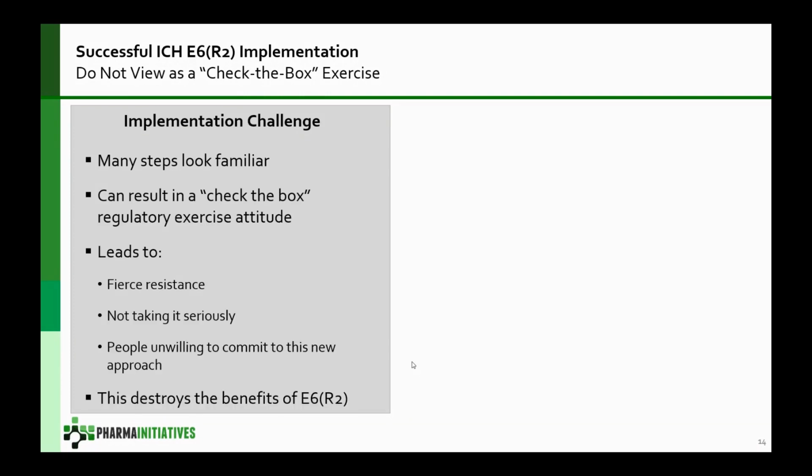So let's start with the first one, which is we have to avoid the risk here of this becoming a check-the-box exercise. The challenge here is, even though we've never had a formal quality management system process before in GCP, people have been thinking about risks their whole lives, right? Any experienced person who's run a study always thinks about what can go wrong and what do I need to do to avoid that. And as a result, at cursory glance, a lot of this can look familiar to people. Maybe it's never been framed this way, but it kind of looks familiar.